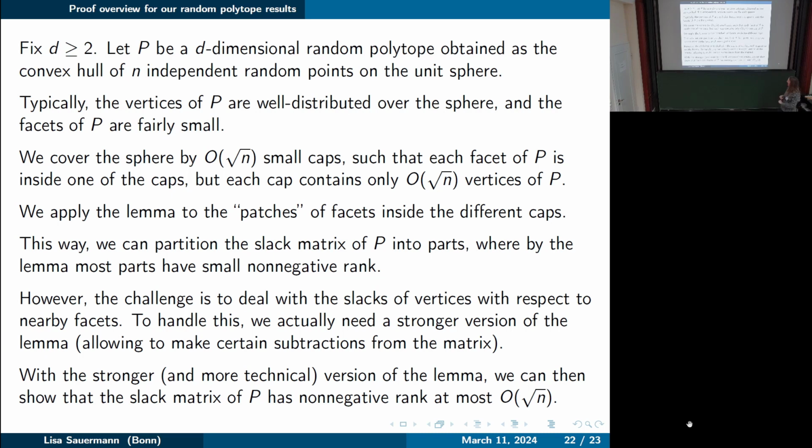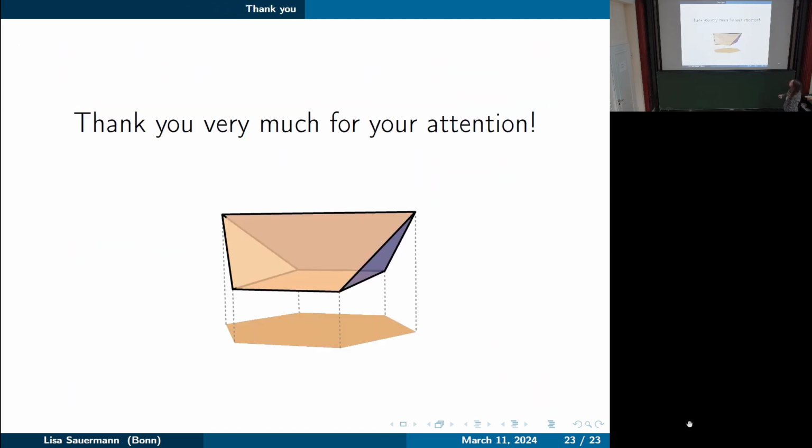But since this is rather technical, I don't want to bore you with the details. Roughly the strategy is what I explained, but one has to be more careful to deal with these diagonal blocks of that matrix. Okay, so that's all I wanted to say, and thank you for your attention.